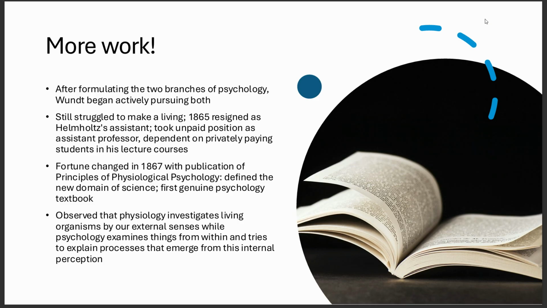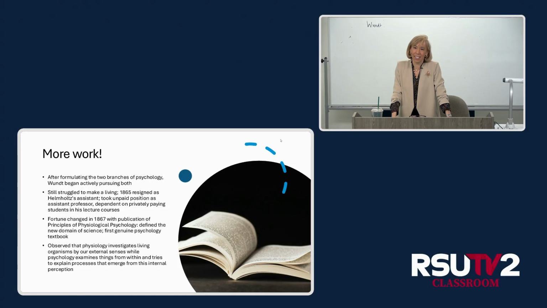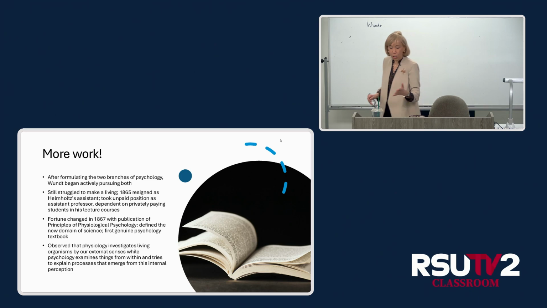So, more work. After formulating the two branches of psychology, Wundt began actively pursuing both. Now, one would think with all of this recognition and everything he did that he would be pretty well off financially, but that was not the case, everyone. He was teaching classes as an assistant professor and he wasn't getting paid anything, okay? He would only get paid for special lecture courses and the students would pay him privately for that. His fortune changed, however, in 1867.